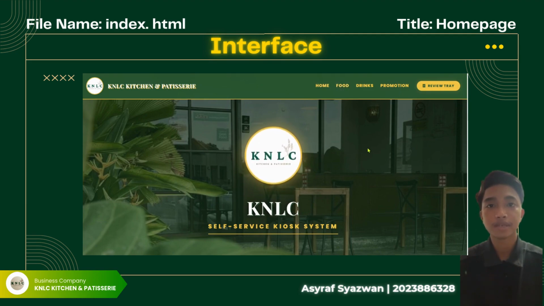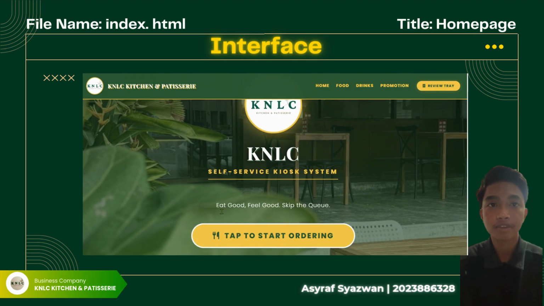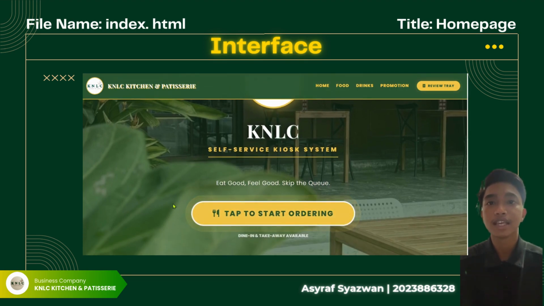This is the main welcome area. We have the brand logo clearly displayed at the top. Below that, you'll see our system title, which is Knlc Self-Service Kiosk System. We also included a catchy slogan, which is Eat Good, Feel Good, Skip the Queue. This immediately tells customers that this system is about speed and convenience. The most important part here is this big button that says Tap to start ordering. It's bright and easy to find, so customers know exactly what to do to order their food.